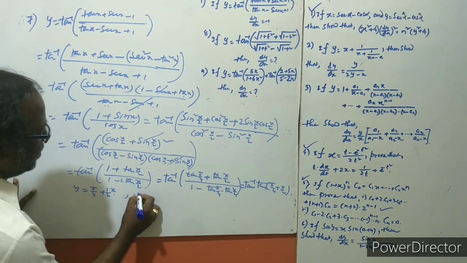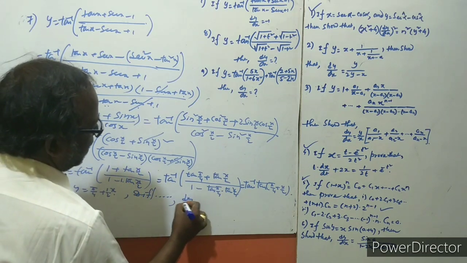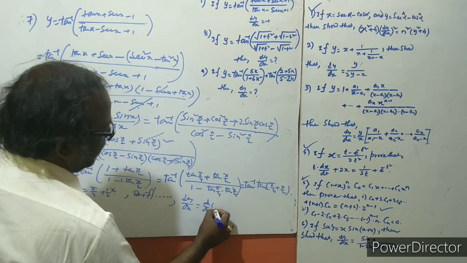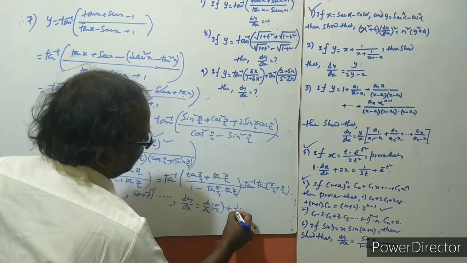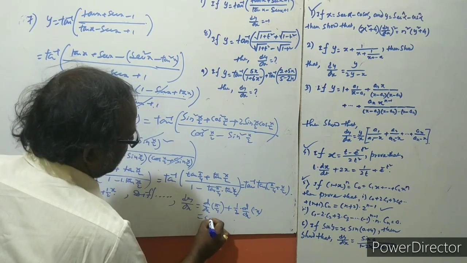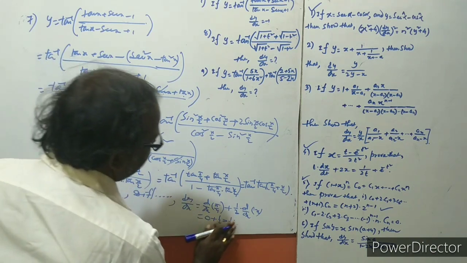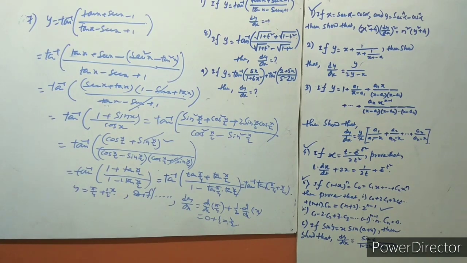Okay, differentiate both sides with respect to x. Then we get dy by dx, and d/dx of pi by 4 is 0 here, and half into d/dx of x. So you can write here 0 plus half is equal to half. Okay, so half is the answer.